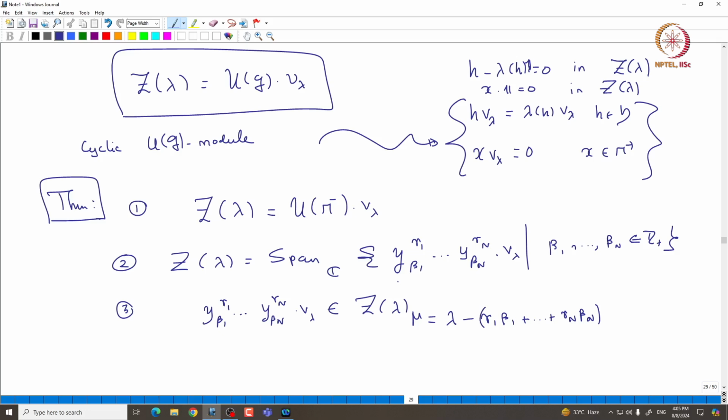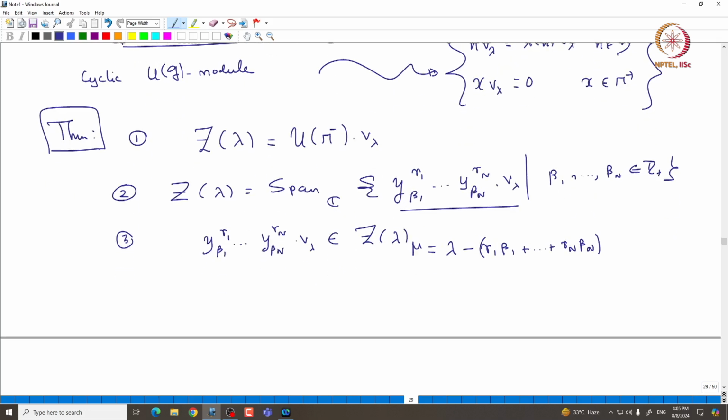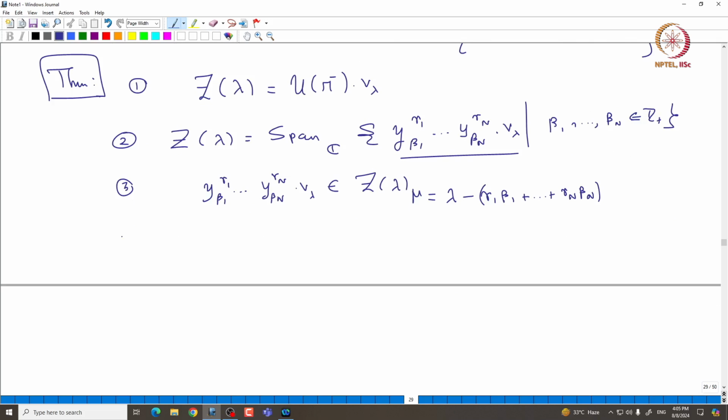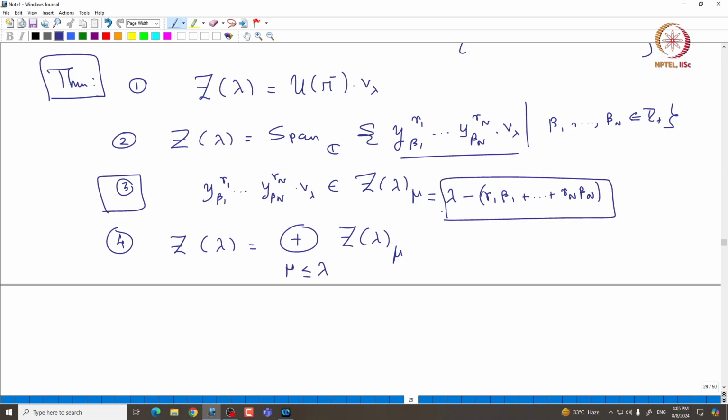Since these are all spanning, we can find a basis of this spanning set and then form a basis of Z(λ) consisting of weight vectors. So that tells you that Z(λ) is indeed an H-weight module. So we have the weight decomposition: Z(λ) can be written as a direct sum of Z(λ)_μ, where μ runs over the weights of Z(λ). So this observation 3 says that if a weight survives, then it must be less than or equal to λ, because μ must be of the form λ minus R1 β1 plus etc. plus Rn βn.